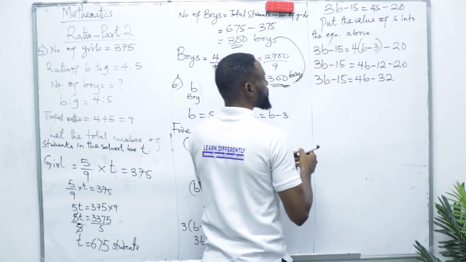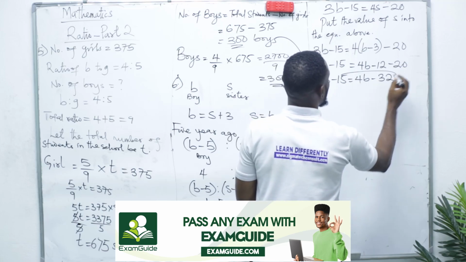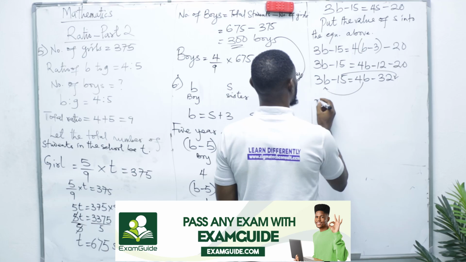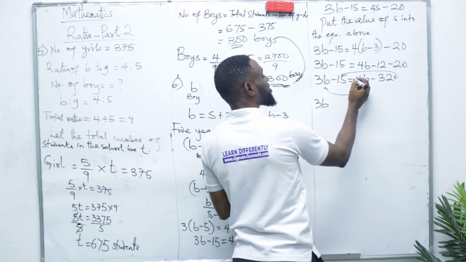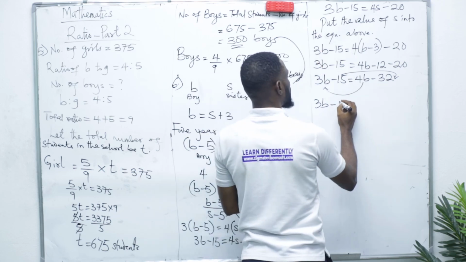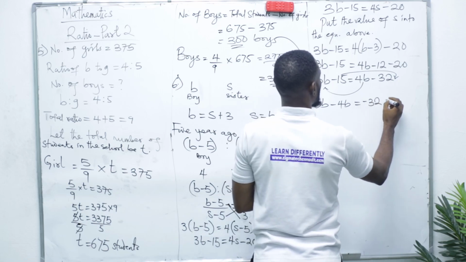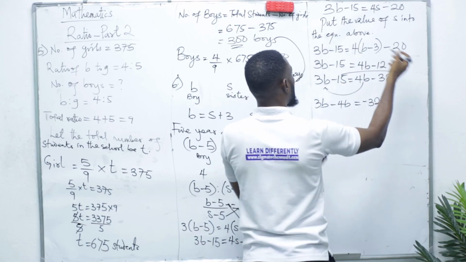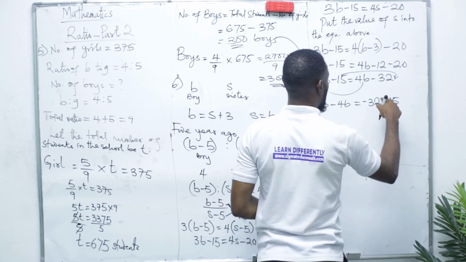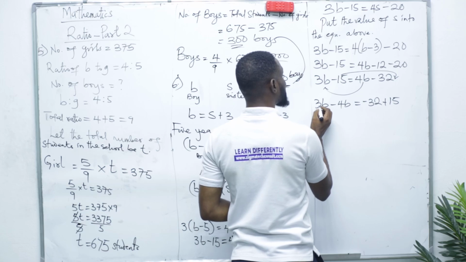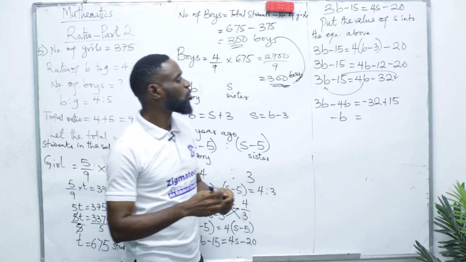All right? Good. So that being said, we take like terms. Let 15 go and meet a real number. Let 4b meet where 3b is. So we have 3b. This 4b has an invisible plus sign. So once it moves, it becomes minus 4b is equal to minus 32 plus, because 15 goes here now and becomes positive, so plus 15. Is that okay now? All right, so 3b minus 4b will give us minus b is equal to minus 32 plus 15.